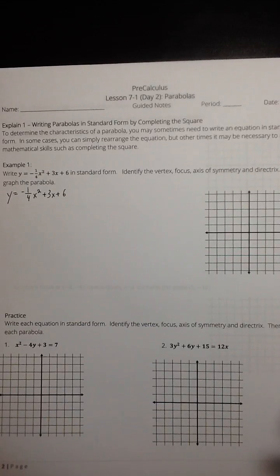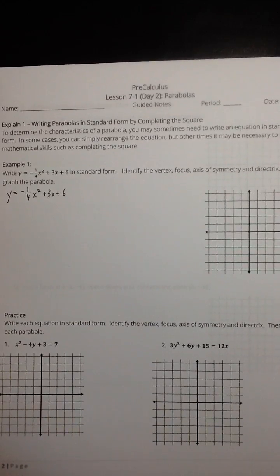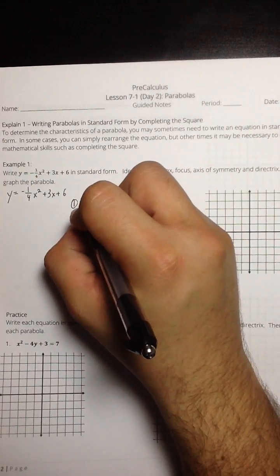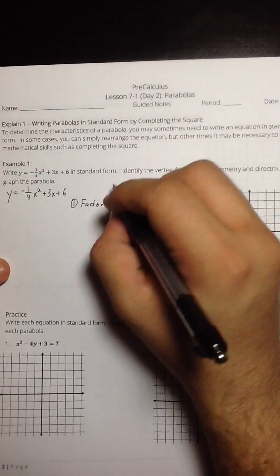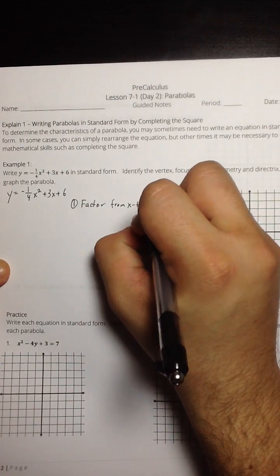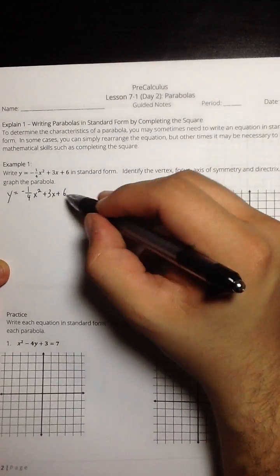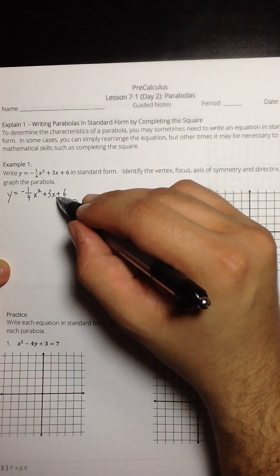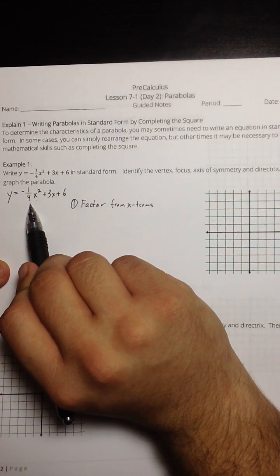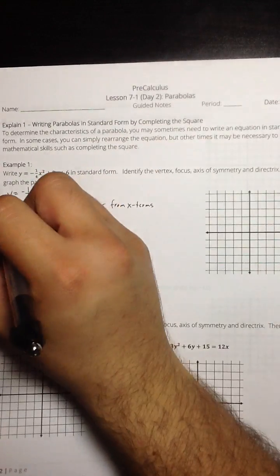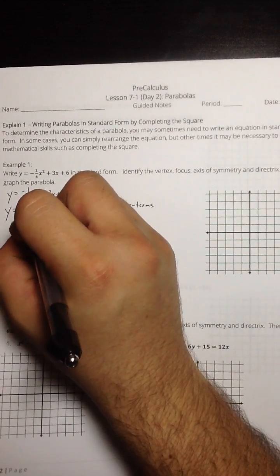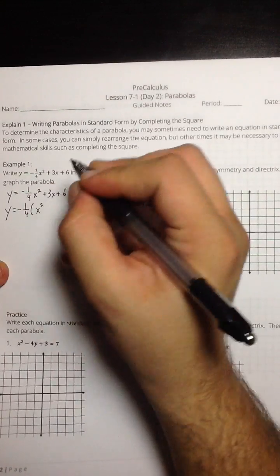So the first thing I'm going to want to do in this problem, and really in a lot of problems in pre-calculus, this is a common first step, is I'm going to want to factor. And I want to factor from the x terms. So here I have an x squared and an x. So what I want to do is factor this number in front of the x squared out of the way. So let's go ahead and factor that out. So y is equal to negative 1/4, and this just is x squared.